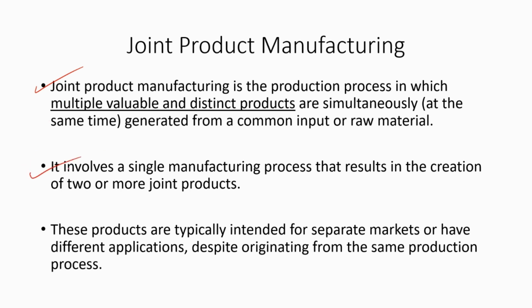It involves a single manufacturing process that results in the creation of two or more joint products. This is really important. When it comes to joint product manufacturing, a single manufacturing process will produce two or more products. This is the main characteristic of joint product manufacturing. A single process will produce two or more products. These products are known as joint products. These products are typically intended for separate markets or have different applications despite originating from the same production process. Simply, this means each of the joint products has its own separate market and market value.